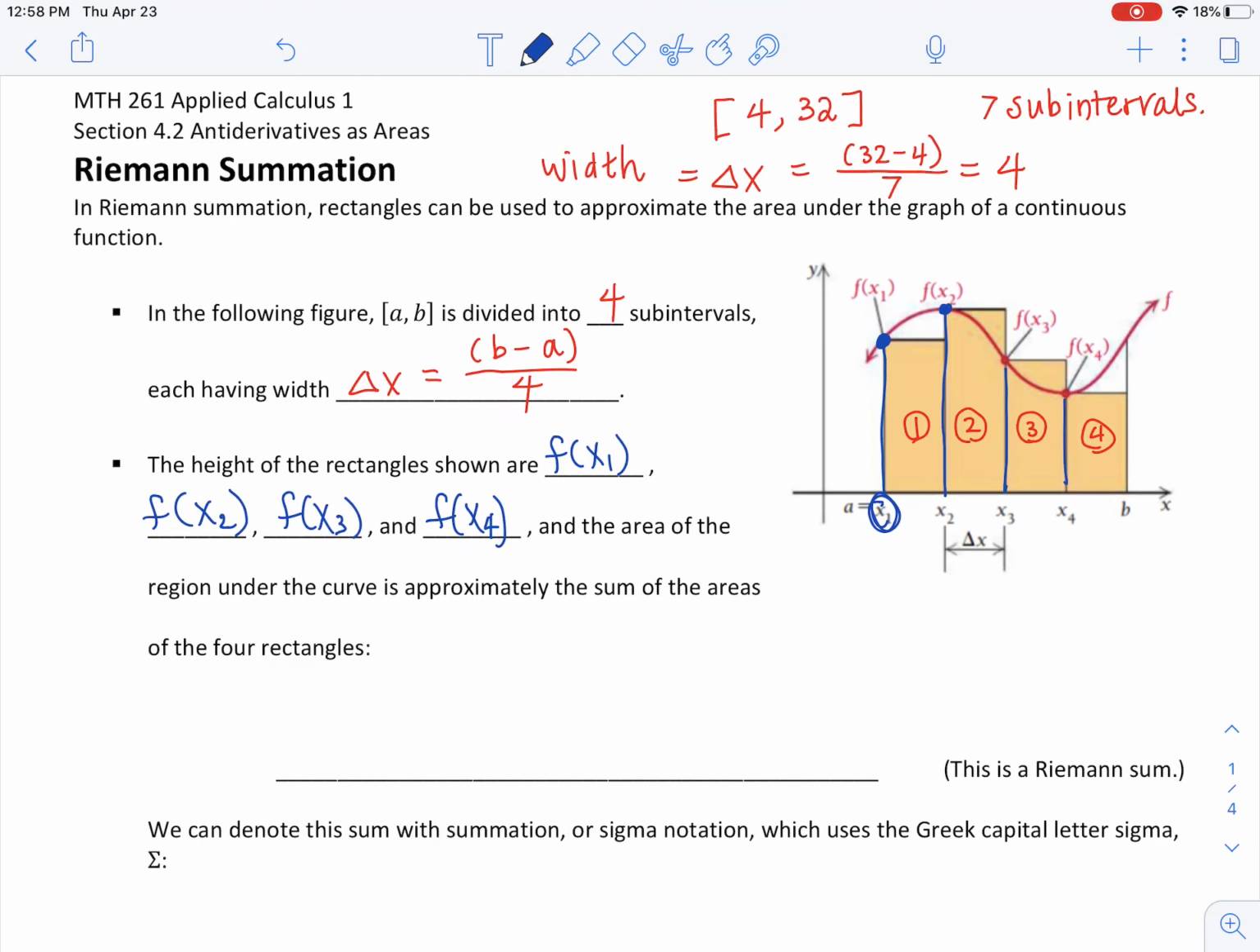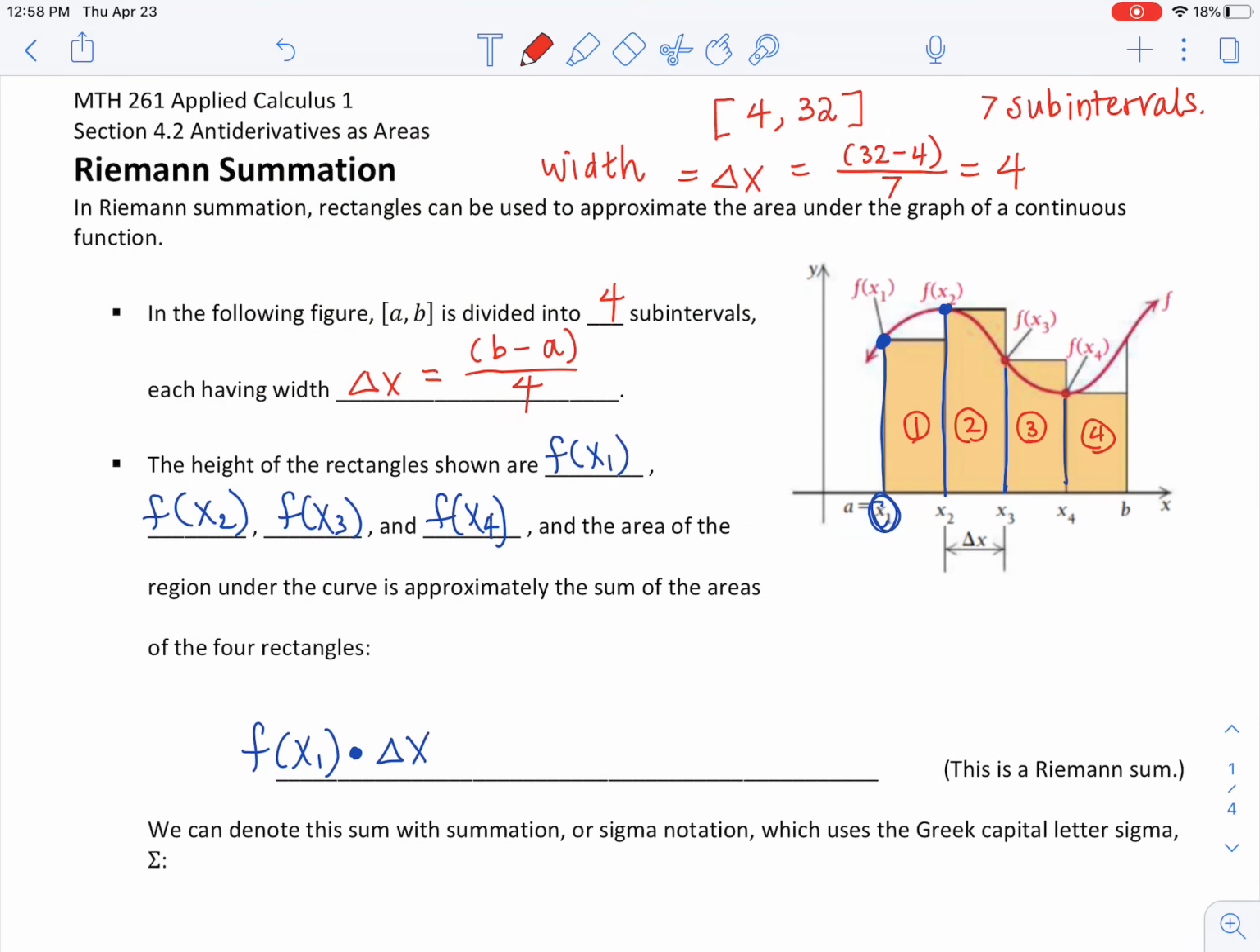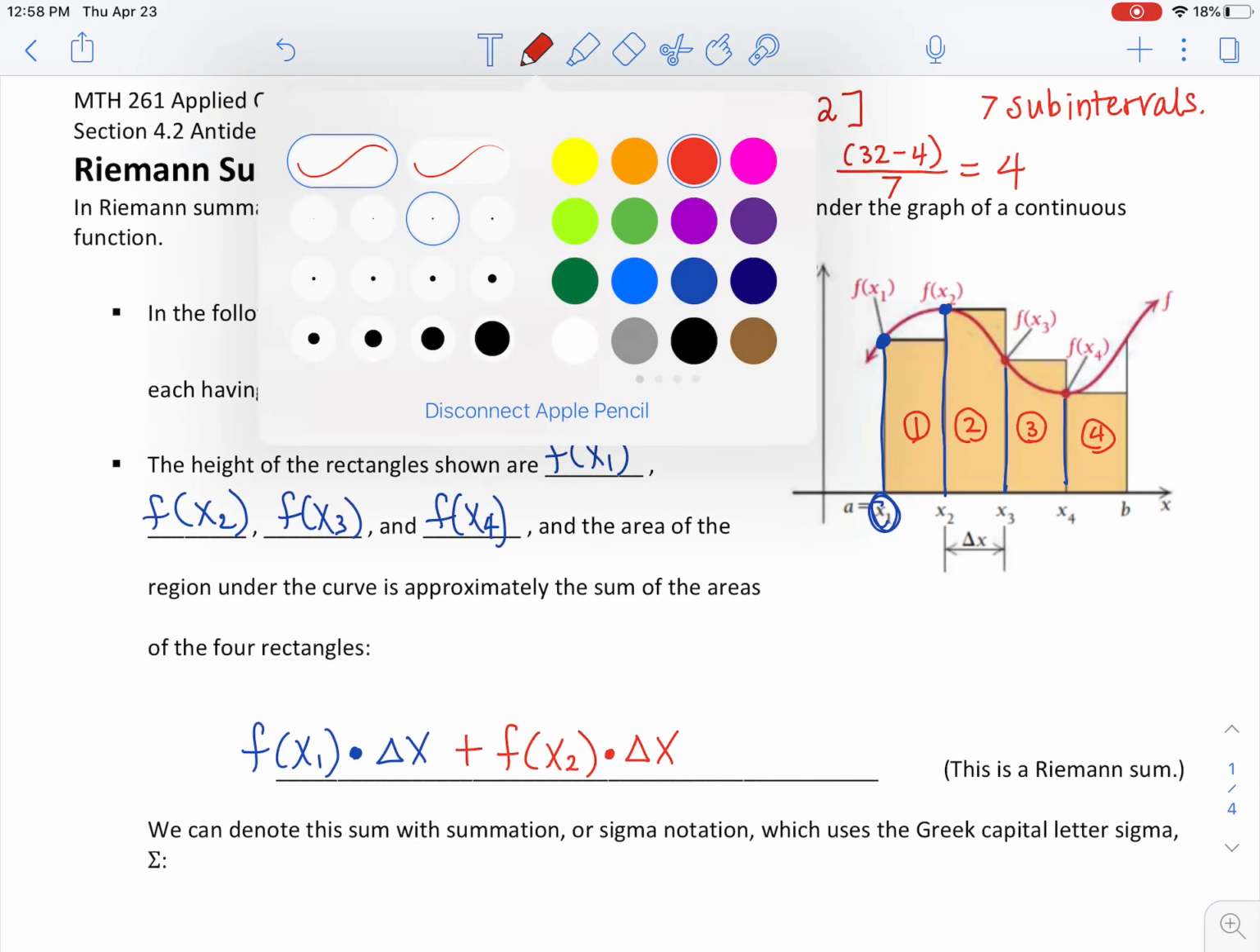Now let's talk about the area, okay? Now, if you're finding the area of each individual rectangle, let me do the area of the first rectangle, okay? Area of the first rectangle will be length times width, or I'm going to do height, f of x1, times the width. What's the width? Delta x, right? So that's the area of the first rectangle.